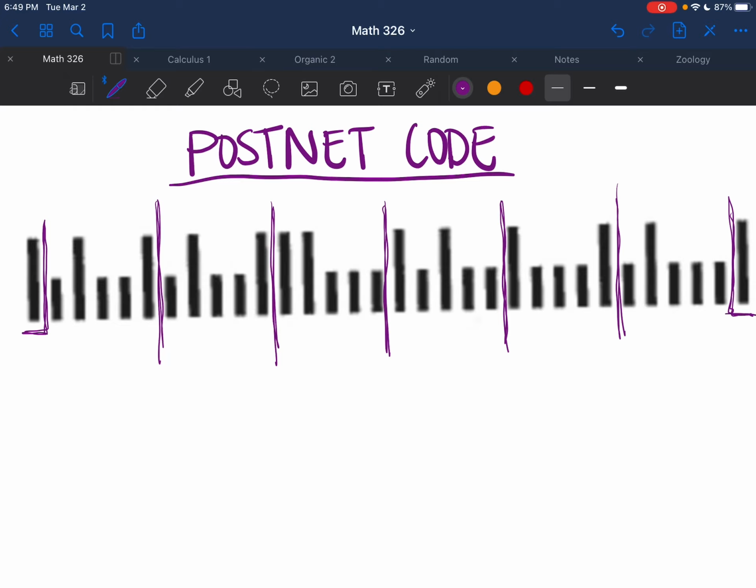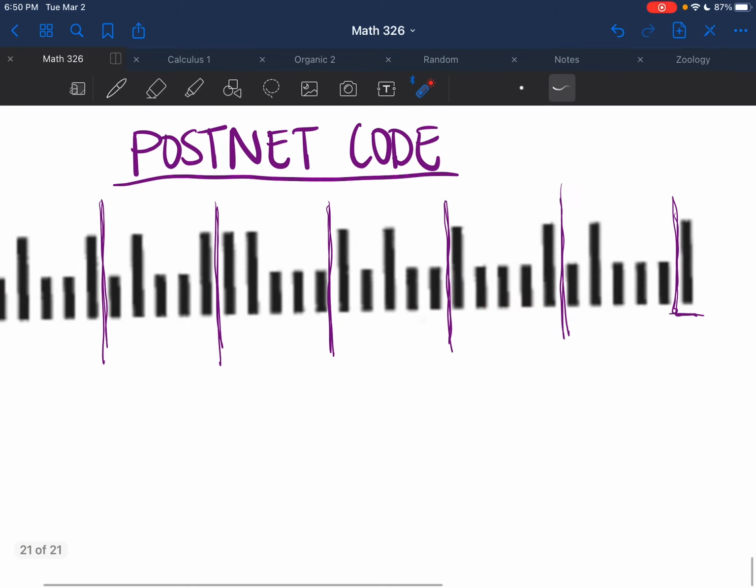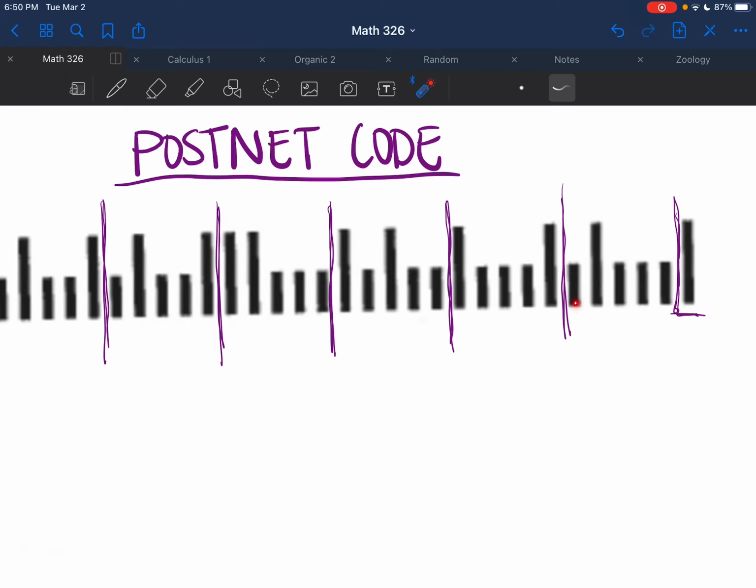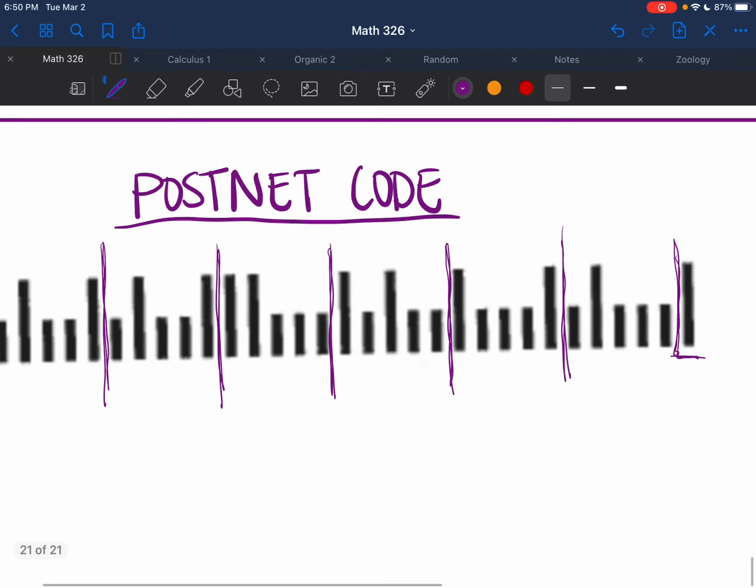Now let's go through and check if these groups have 2 tall bars and 3 short bars. So this first group has short, tall, short, short, tall. 3 short, 2 tall. That's good. Short, 1, 2, 3 short and 2 tall. So that's good. 2 tall, 3 short. Perfect. 2 tall, 3 short. Awesome. 2 tall, 3 short. Perfect. But this last group, look. 1, 2, 3, 4 short and 1 tall. So that means this group is our group with the error.